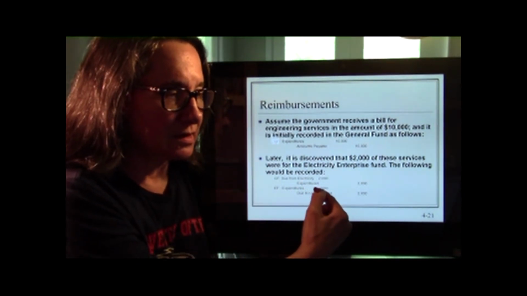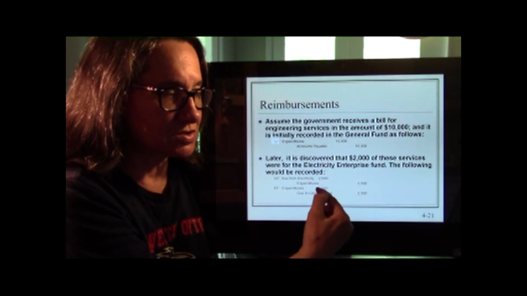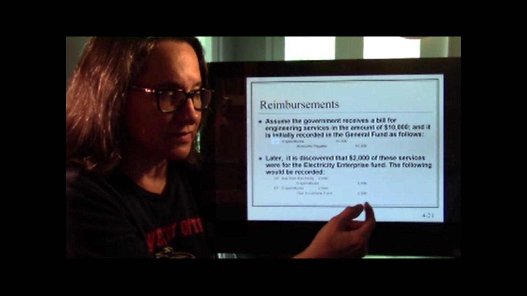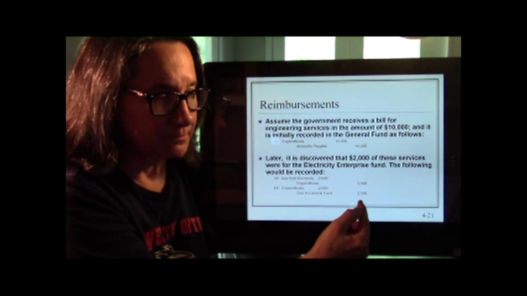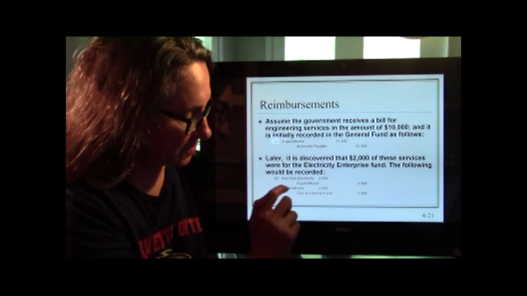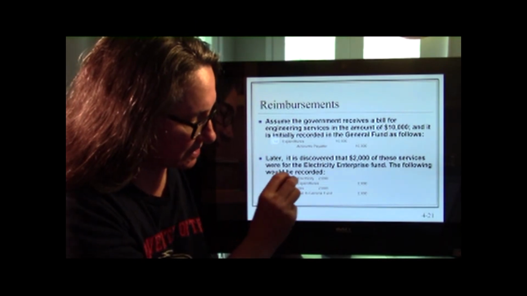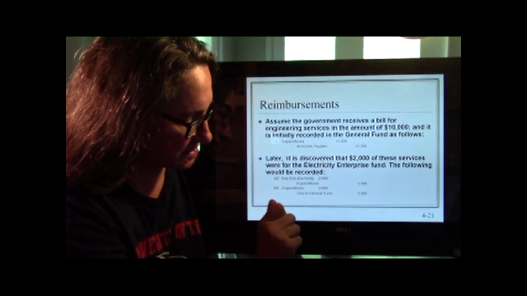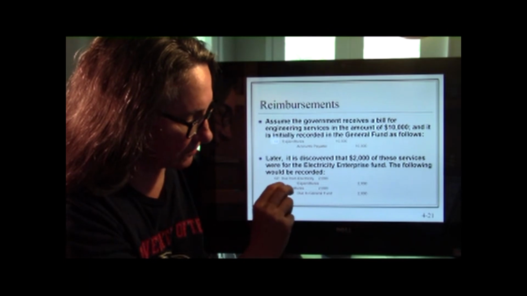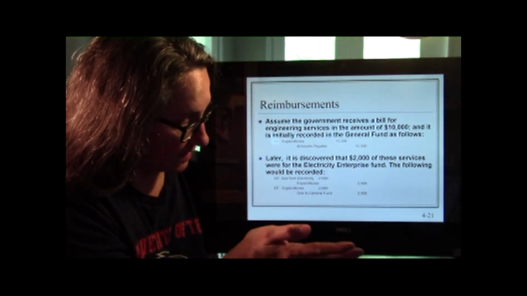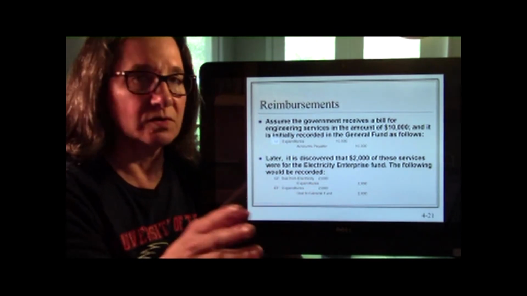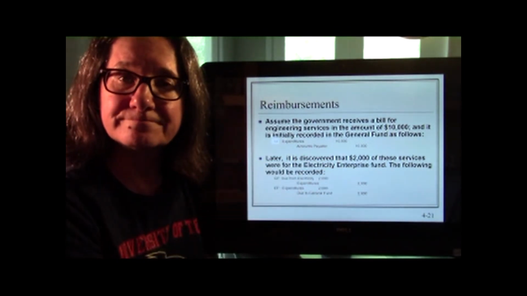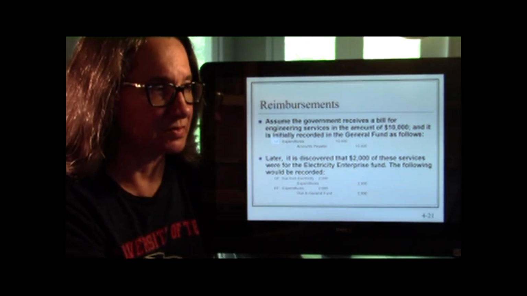And then expenditures $2,000, due to general fund goes up, is the transaction at the electric fund, right? So general fund takes that expenditure out and recognizes the receivable, and electric fund puts down that they now have an expenditure and they have that payable, and we just call it due from the other fund. It's pretty simple, pretty straightforward.